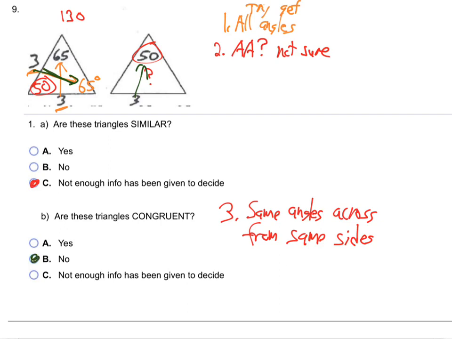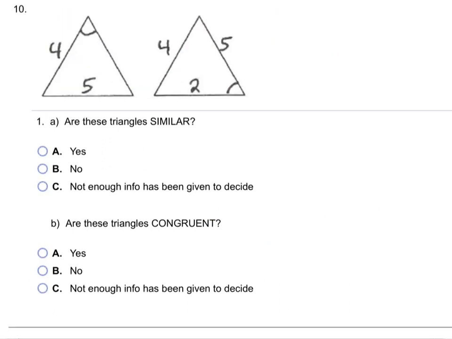Congruent, you have to be totally identical. You have to have the same sides across from the same angles. All right, on to number 10.